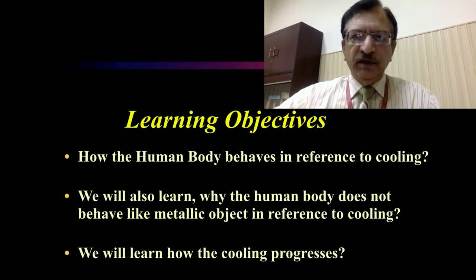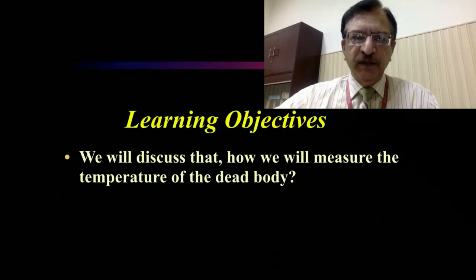Then we learn how the cooling progresses, because the body is now going to attain the environmental temperature and lose its heat, because there is no heat production. And we'll learn how it progresses. Then we'll discuss how to measure this falling temperature, what gadgets are used, what that thermometer is called, and how we will measure it.